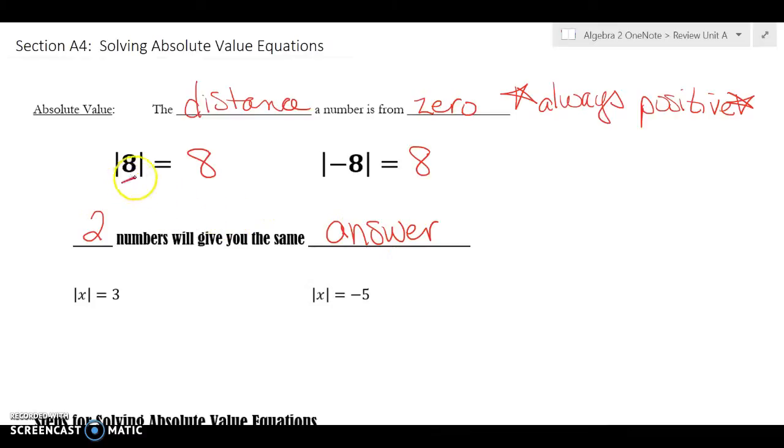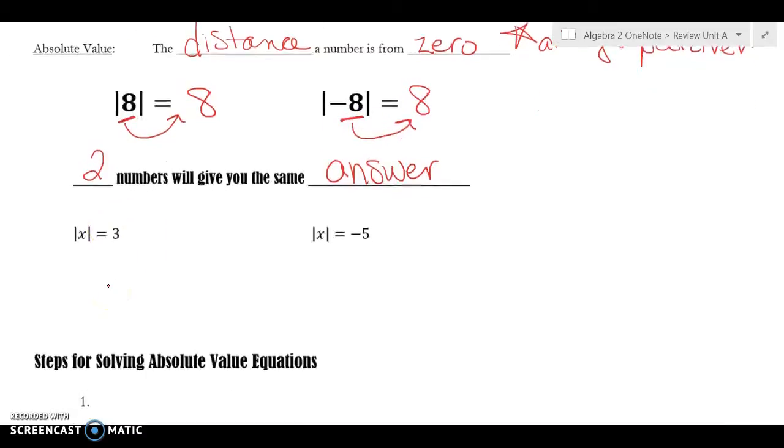One thing that you should recognize is that two numbers are going to give you the same answer. I had a positive 8 that gave me an 8, but then I also had a negative 8 that gave me an 8. So two things will give you the same answer. When we work with equations, we have to keep that in mind.